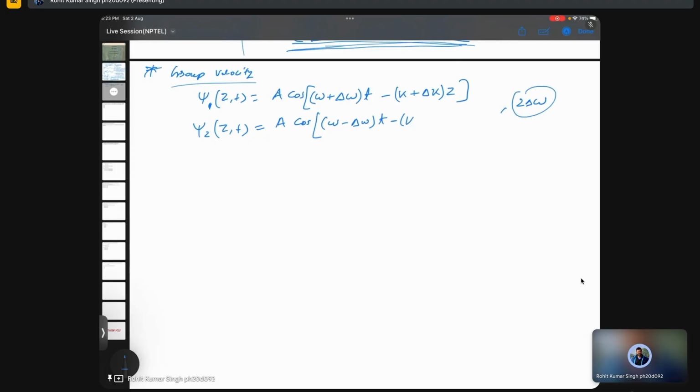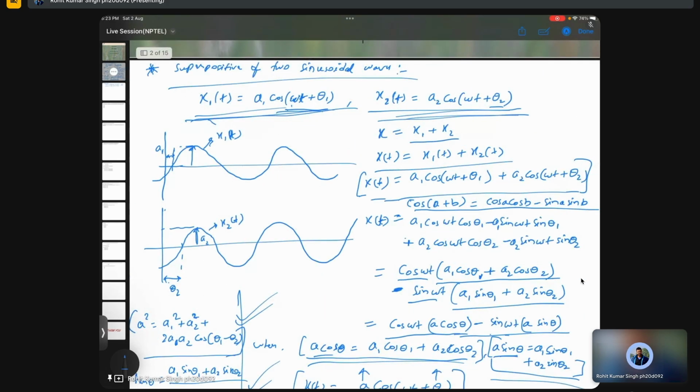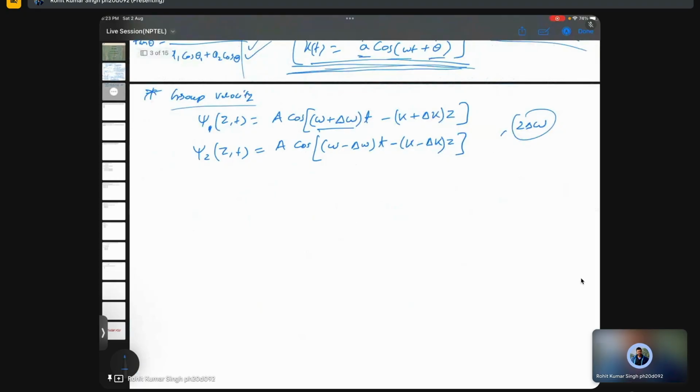And similarly I can write delta minus k minus delta k. Okay, so now here you had two waves with the same frequency, but here we have two waves with different frequency. Okay, and the difference is 2 delta omega. Now what will happen when you superpose this?